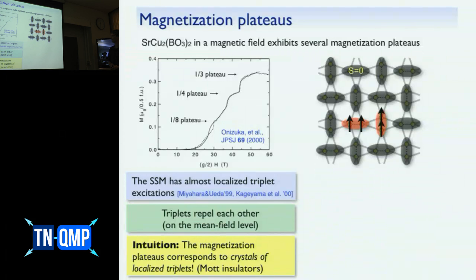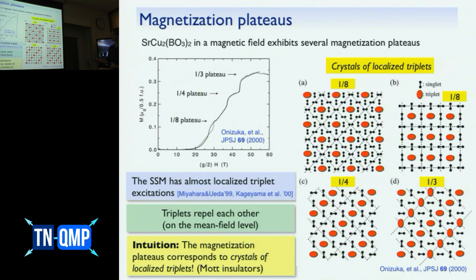Okay, and here are some early suggestions how these crystal structures could look like. So here you see the singlets in black, and here in red, these would be the triplet excitations.